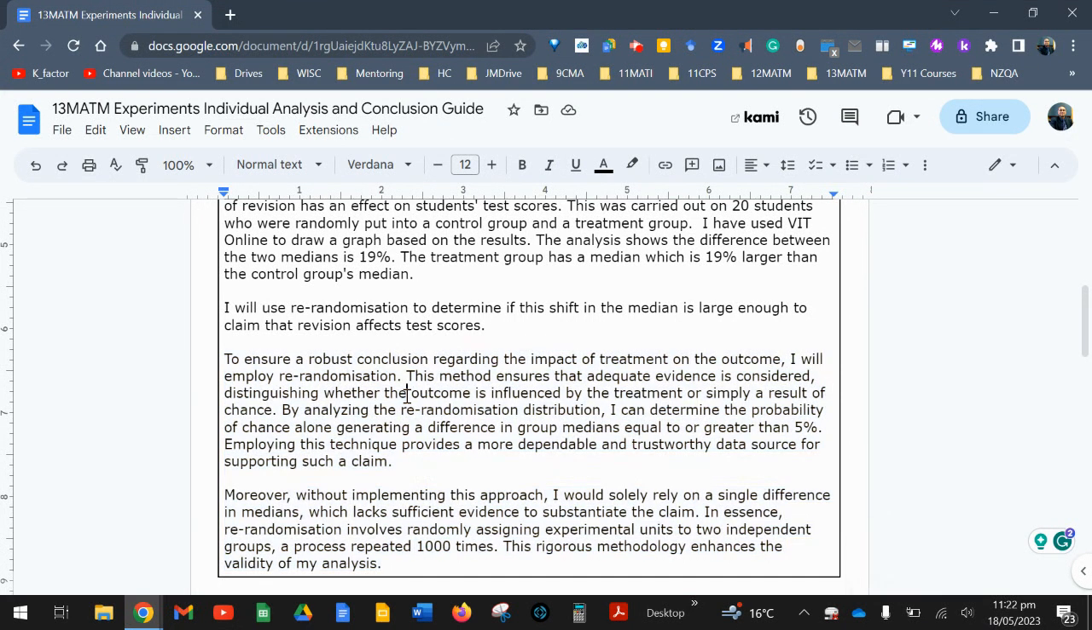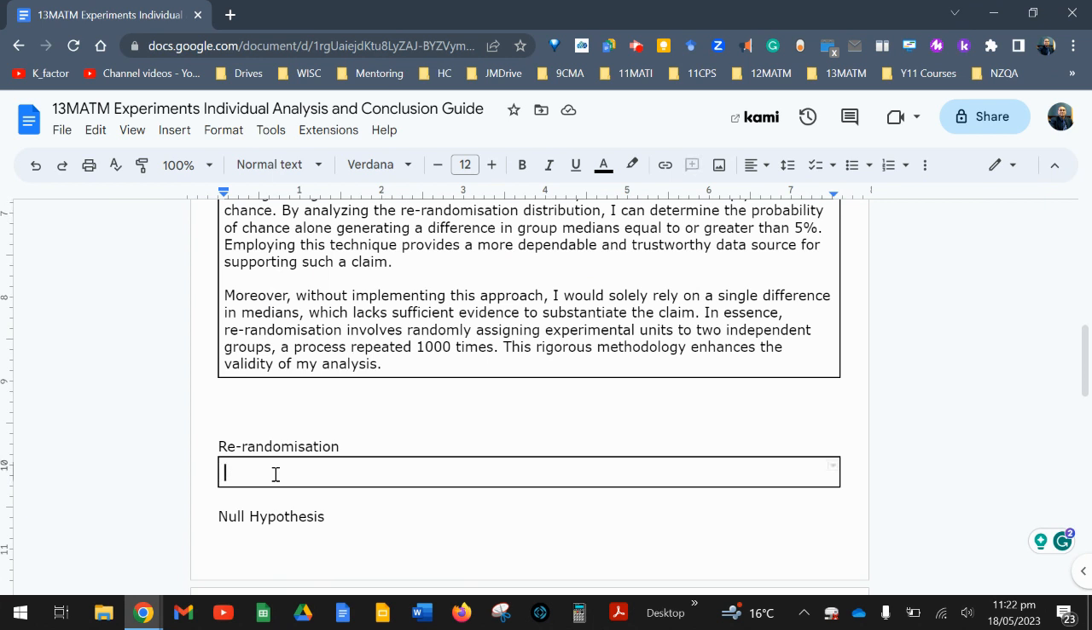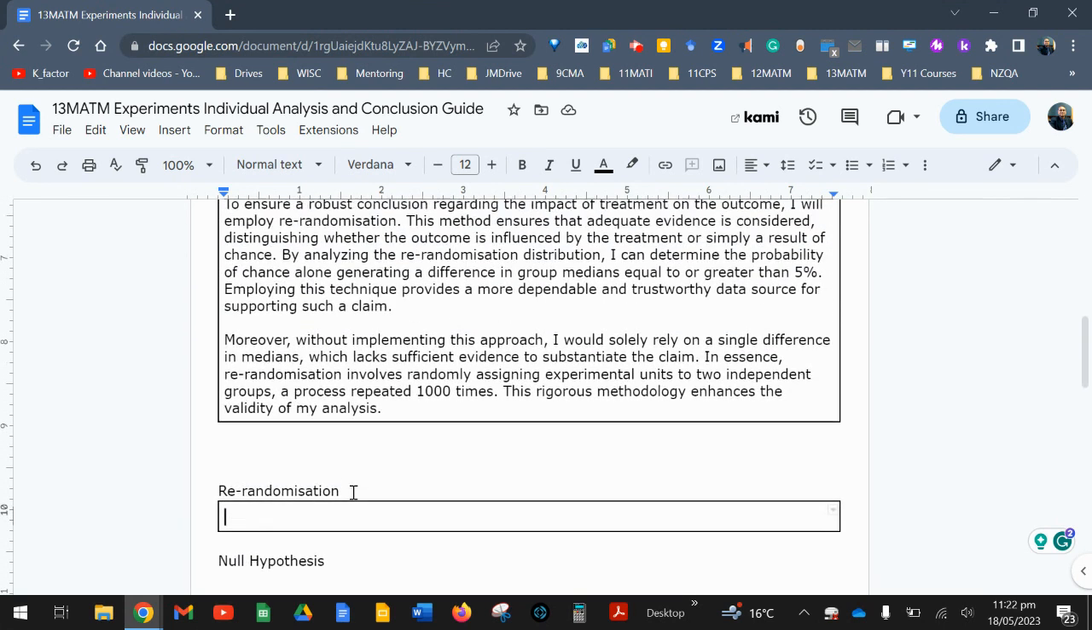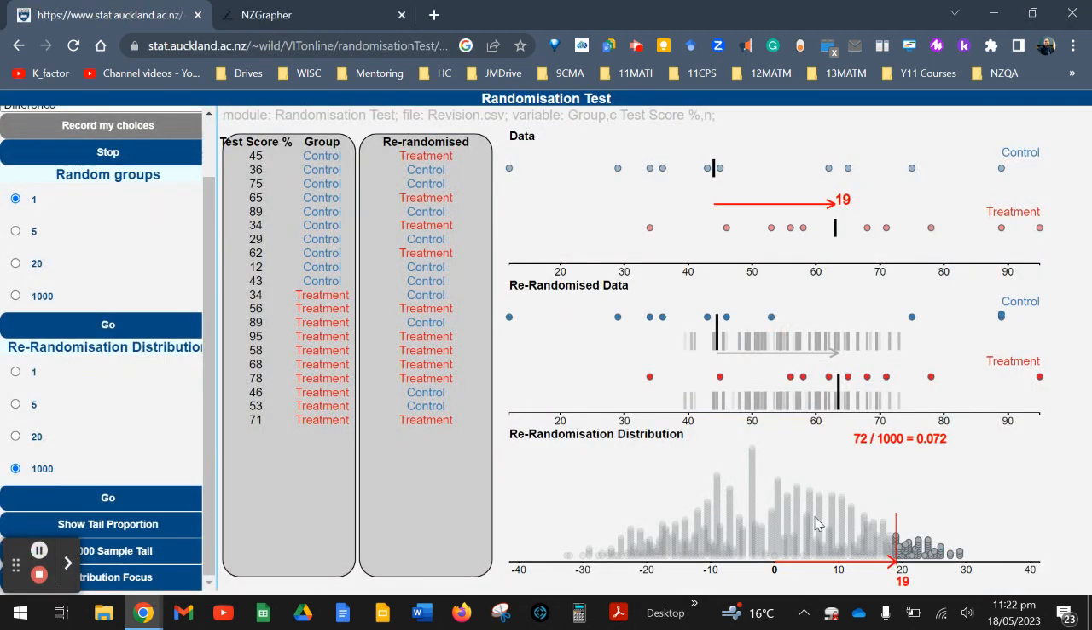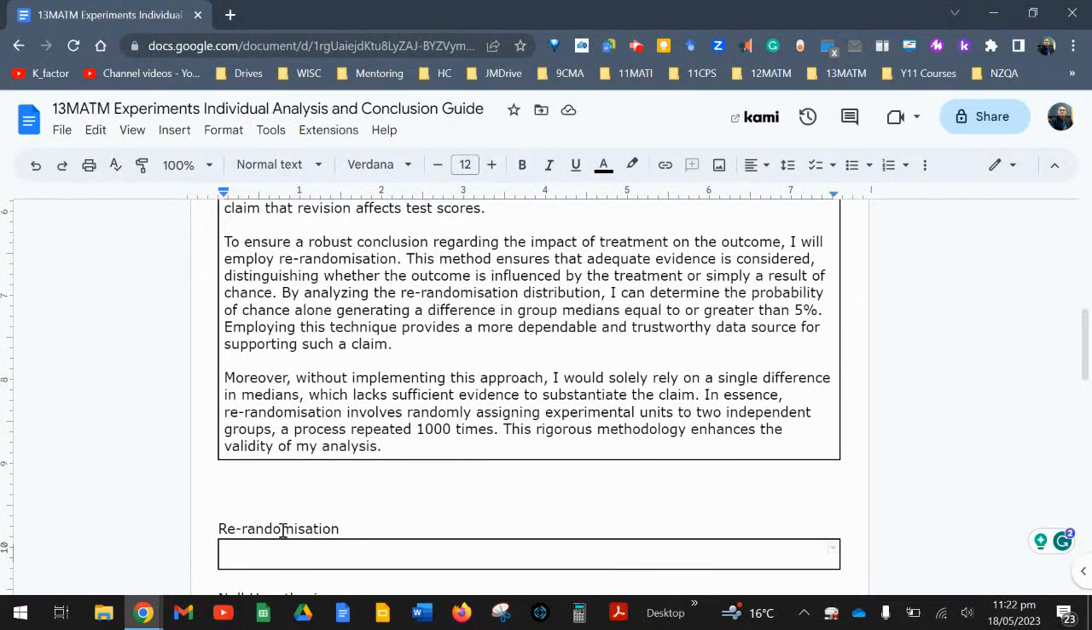I have left a text box here for re-randomization blank. I would like you to write your own understanding as opposed to just copying and pasting or reading something word for word. What is your understanding as per the context here? What is re-randomization doing? State its purpose, and state the process this VIT module does. So state it down in this portion here.